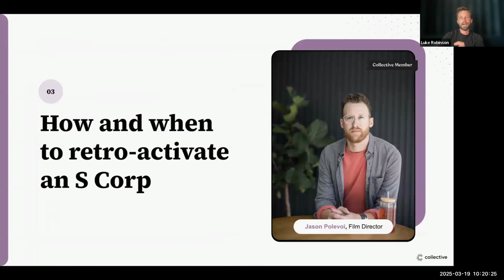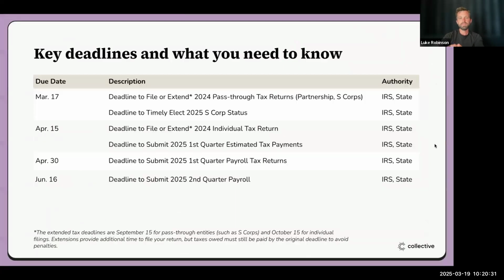Okay, let's talk about how and when to do this. How can I backdate this S Corp election and how can I make this happen? Here's some key deadlines that are coming up or have already passed, mind you. And for one, there was a March 17 deadline to make an S Corp election for this year, actually. Technically, it was a couple days ago. And it was the deadline to timely elect the S Corp tax status. So now, technically, what we'll have to do is make a late reasonable cause election for that.